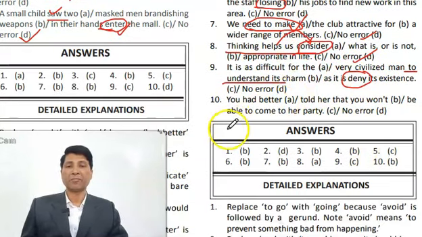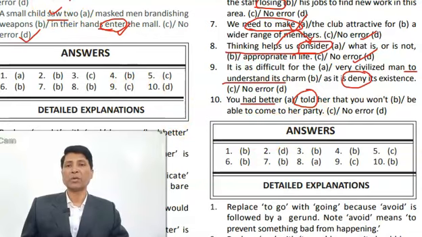Look at question number 10. You had better told her that you won't be able to come to her party. So the problem is in the word told. Why? Because had better is followed by a bare infinitive and here it is the past form. So it should be tell, not told.